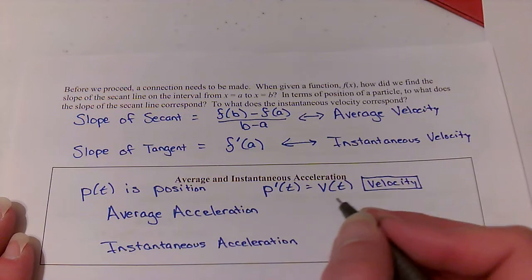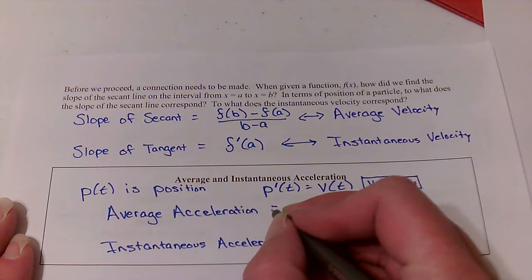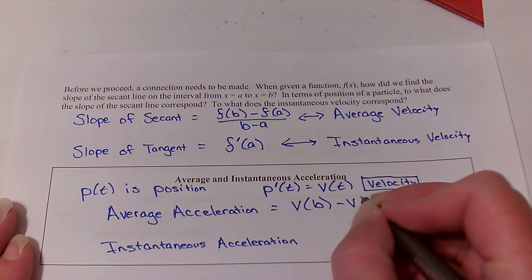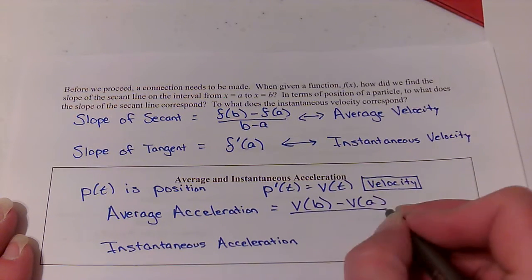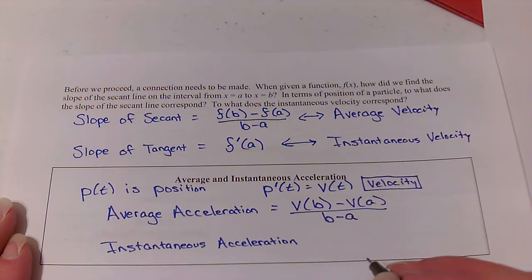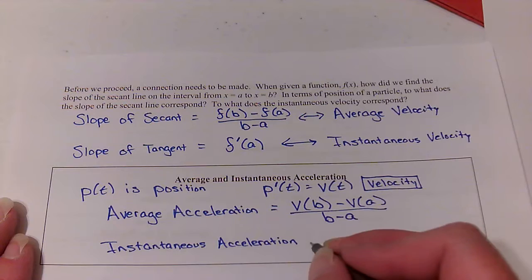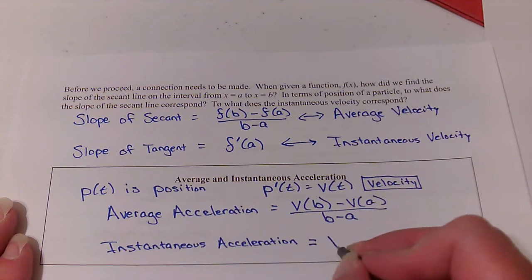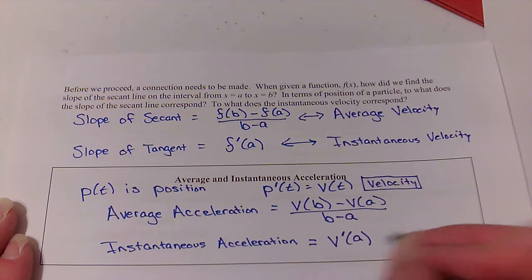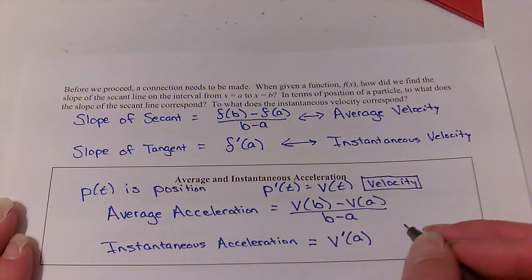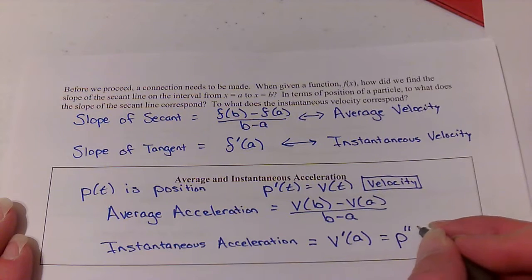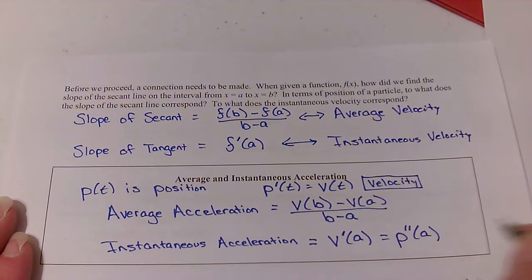Average acceleration would be the change in velocity over the change in time. Instantaneous acceleration would be the derivative of velocity at a particular time, which means that it's the second derivative of position.